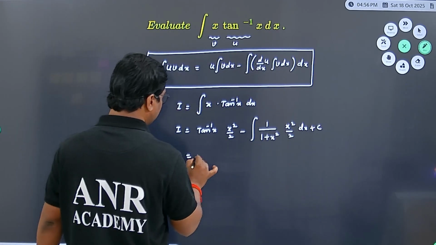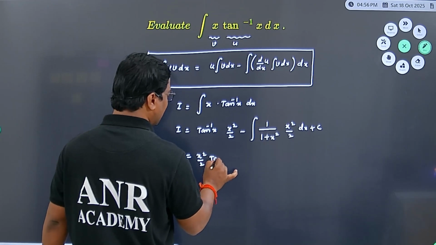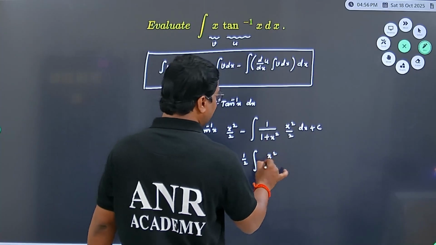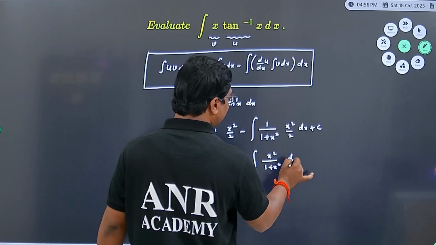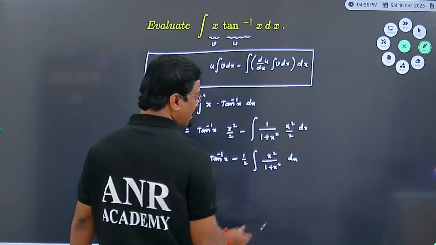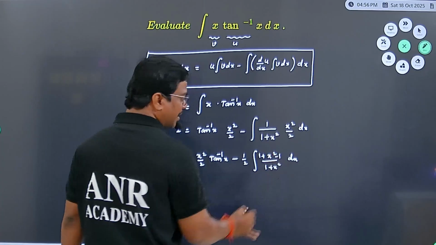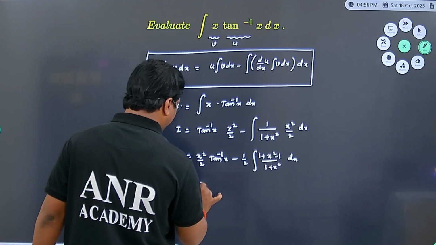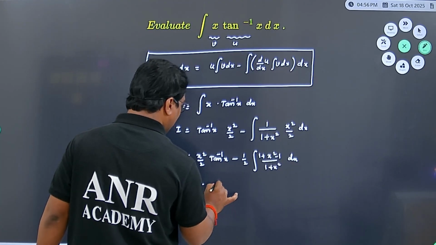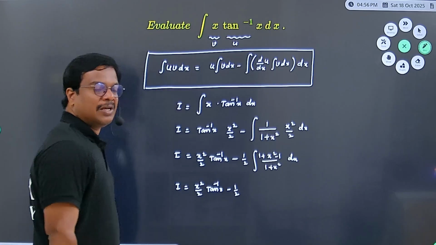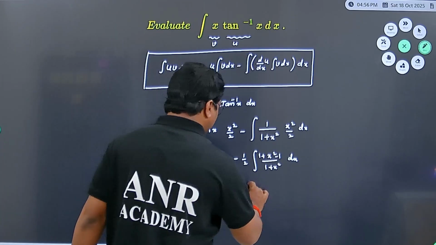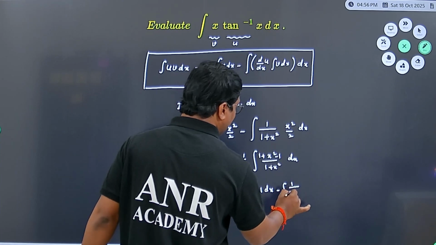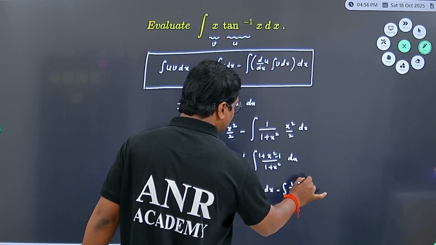Yes, I is written as x square by 2 tan inverse of x minus 1 by 2 outside, integral x square by 1 plus x square dx. Put plus 1 minus 1 here and split that into two parts. Now the value is x square by 2 tan inverse of x minus half into, first, 1 plus x square by 1 plus x square, that is integral 1 dx. After that, minus integral 1 by 1 plus x square dx comes.